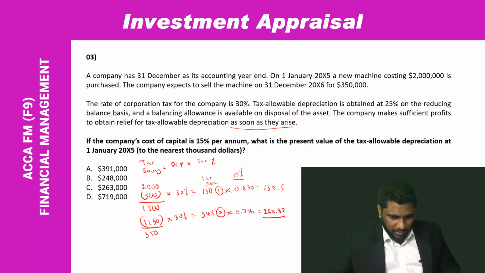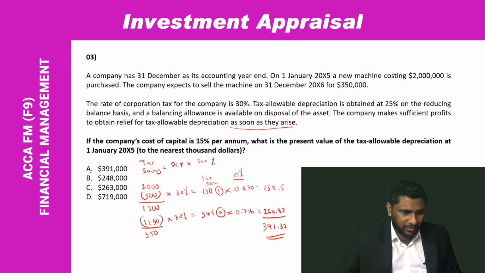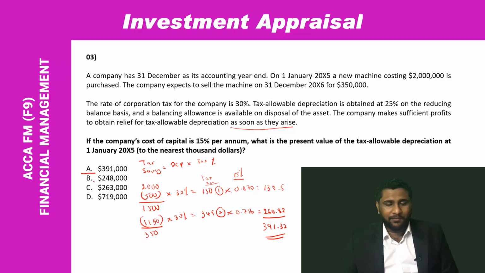So what's the total present value that you are getting? 130.5 plus 260.82, you are getting an answer of 391.32. That means 391,320. So they are asking the answer for the nearest 1000. So according to this, your answer should be what? A, which is 391,000.